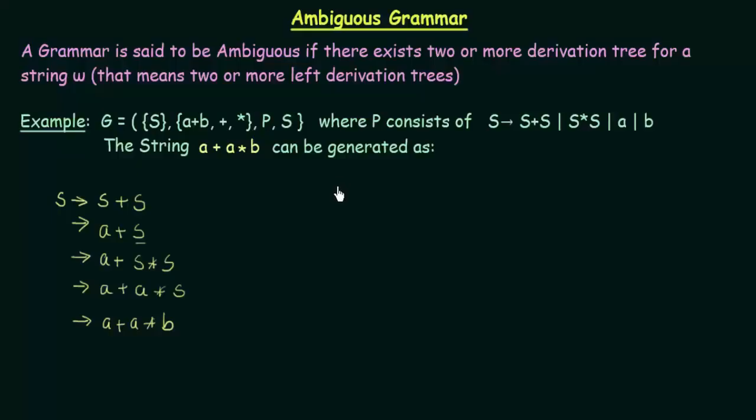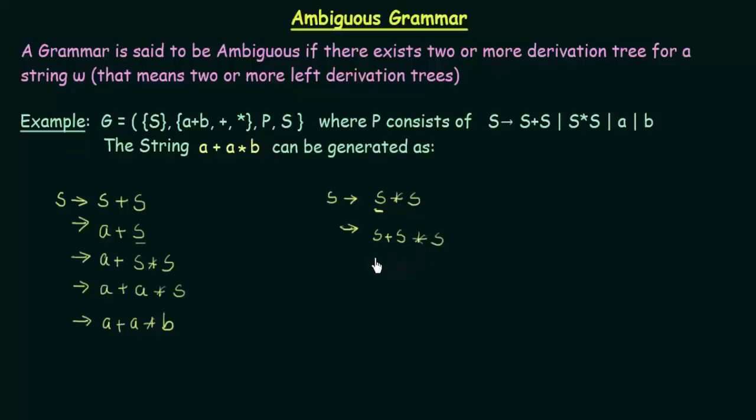Now let's see another way in which we can generate it. I will again start with the start symbol, and now I will start with the production which says S gives S into S. This one, S into S. Okay, so this is again a left derivation, so we should start with the leftmost symbol. So here this S over here I will replace with S plus S. S gives S plus S, so this S I will replace with S plus S, and this into S I write down as it is.